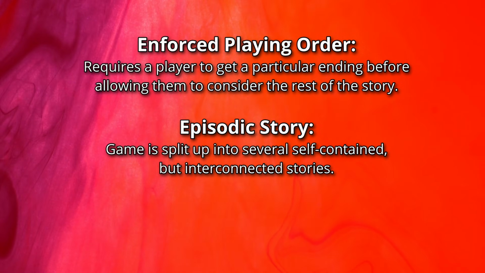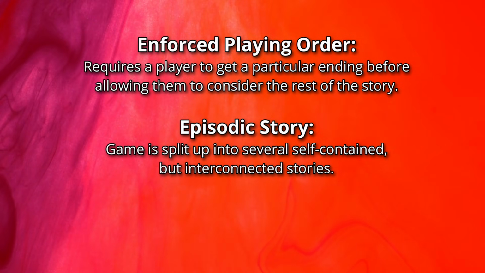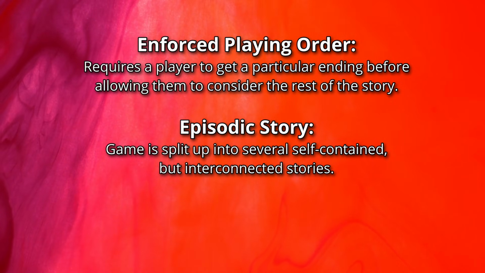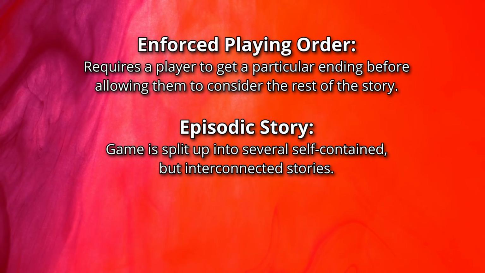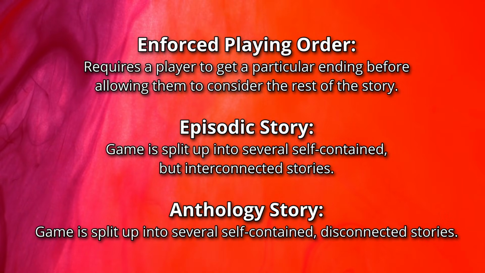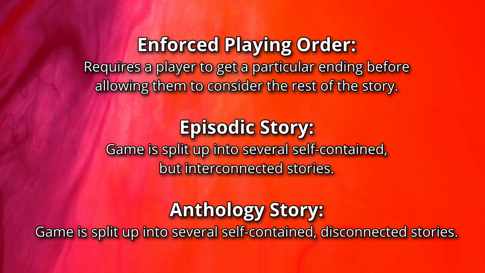An episodic story is one where the game is arranged into a bunch of self-contained narratives with distinct beginning, middle, and ends. An anthology story is one where the visual novel is a collection of unconnected short stories. Because of all these different branching story structures that create a lot of ending branch points, there's a lot of different types of endings that visual novels tend to have to cap off each one of those routes.